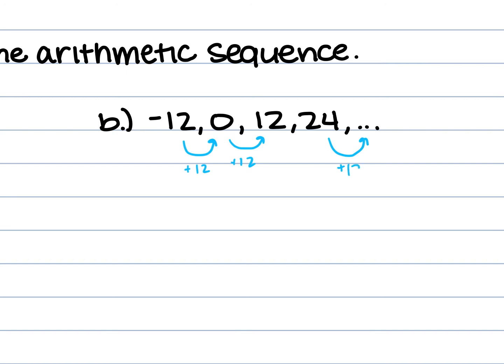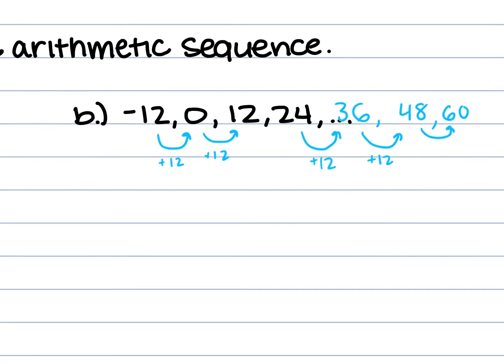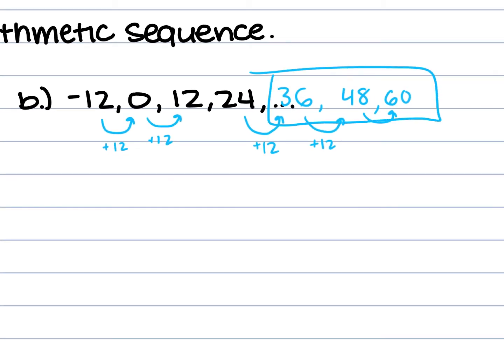What is 24 plus 12? 36. What if I add 12 again? 48. And adding it again? 60. Awesome. So these are the next 3 terms in the sequence. You just keep adding your common difference each time.